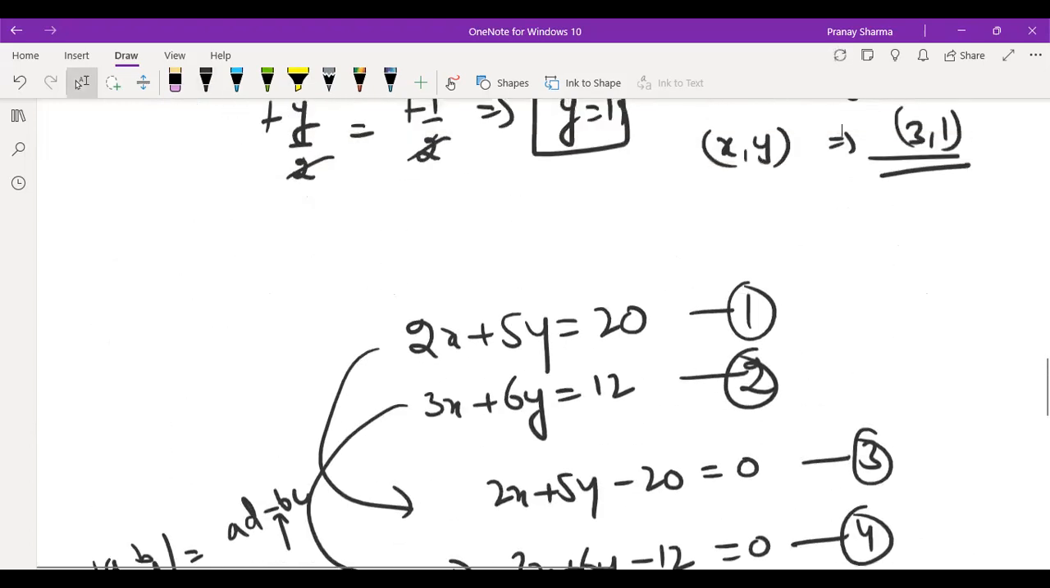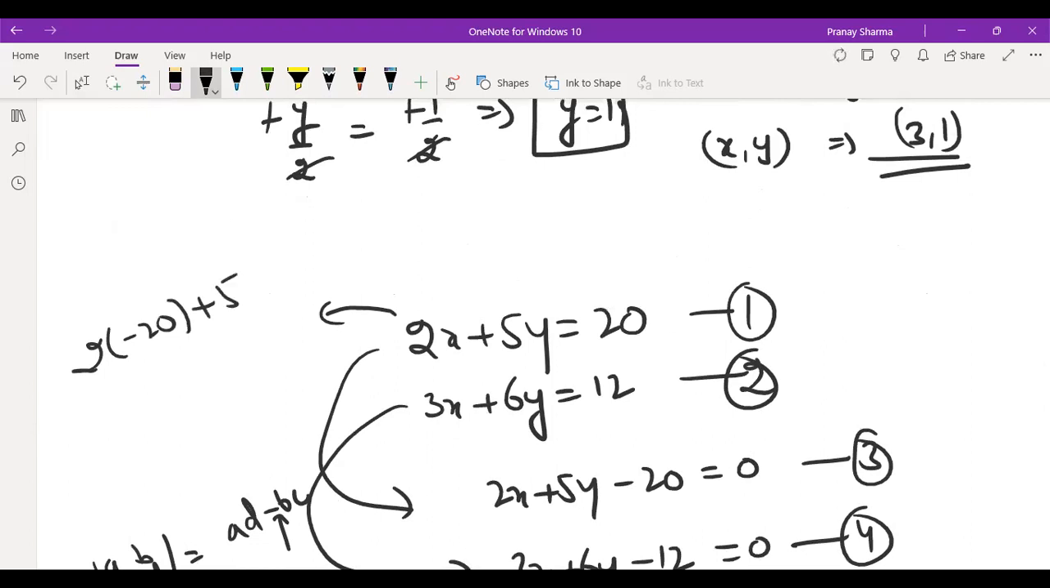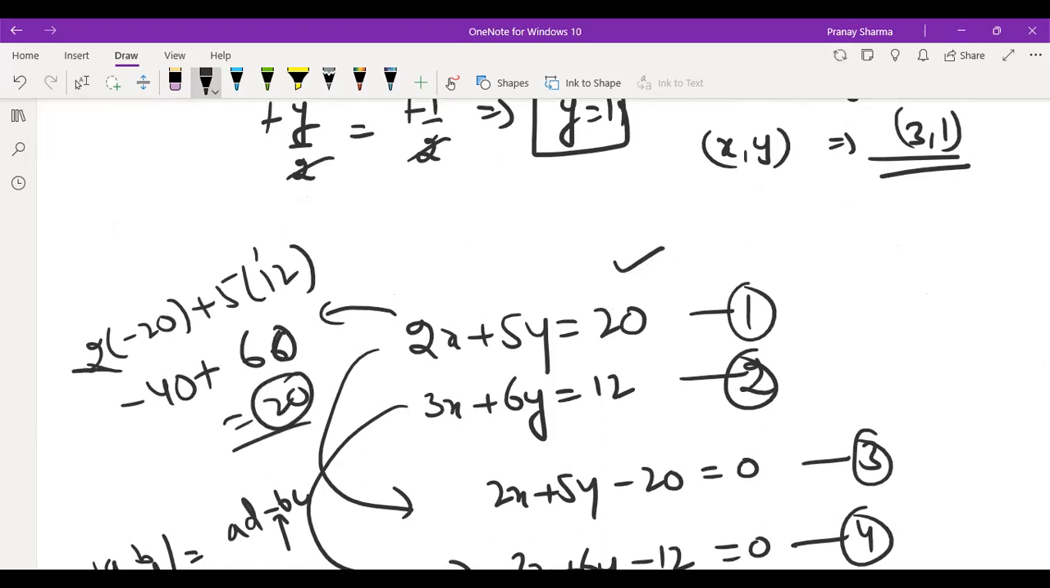So minus 20 comma 12, if you substitute it here, you check whether it is satisfying or not. So it will be 2 into minus 20 plus 5 into 12. Are you getting 20 as your answer? Let us check. It will be minus 40 plus 60. Yes, we are getting 20. This equation is getting satisfied. That means our calculations were right.